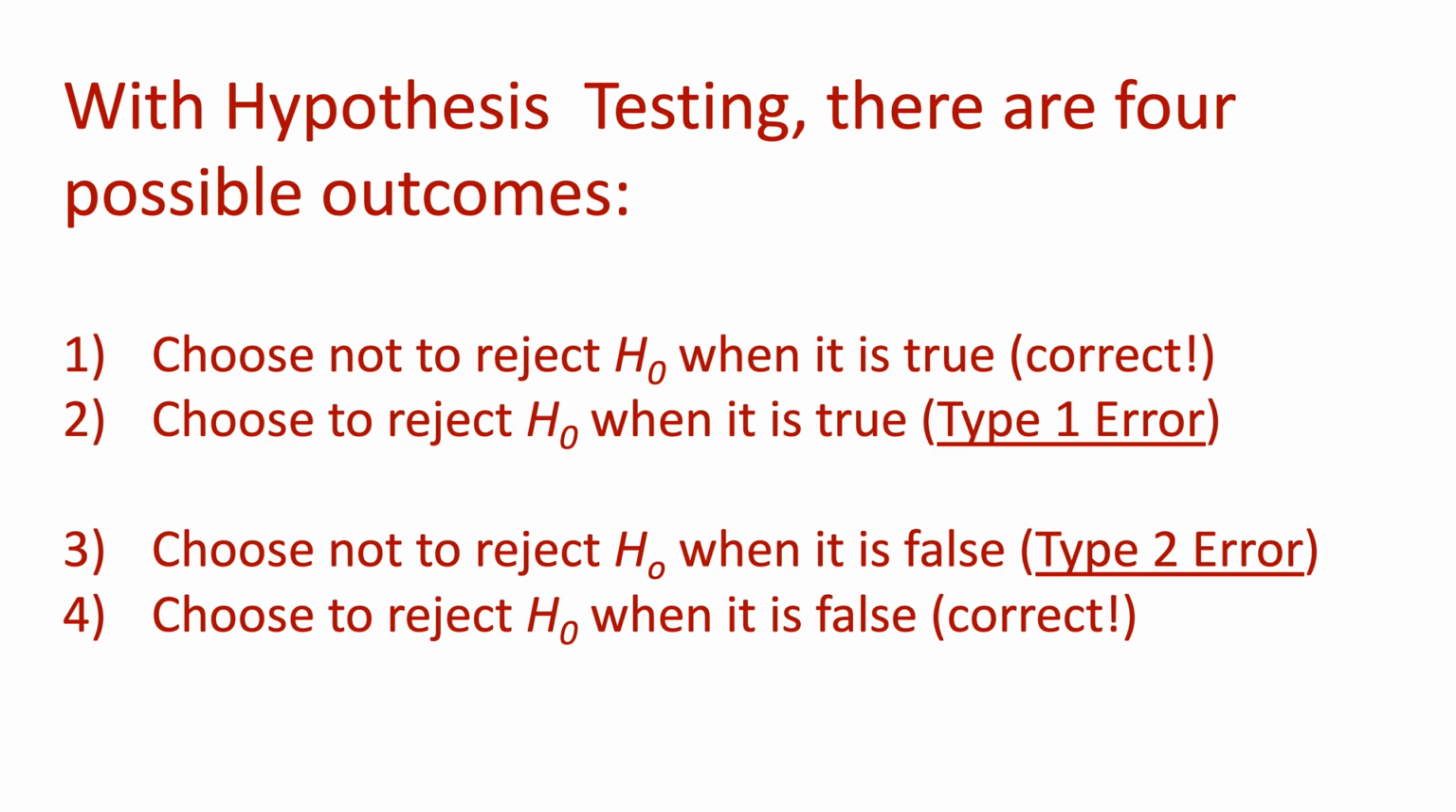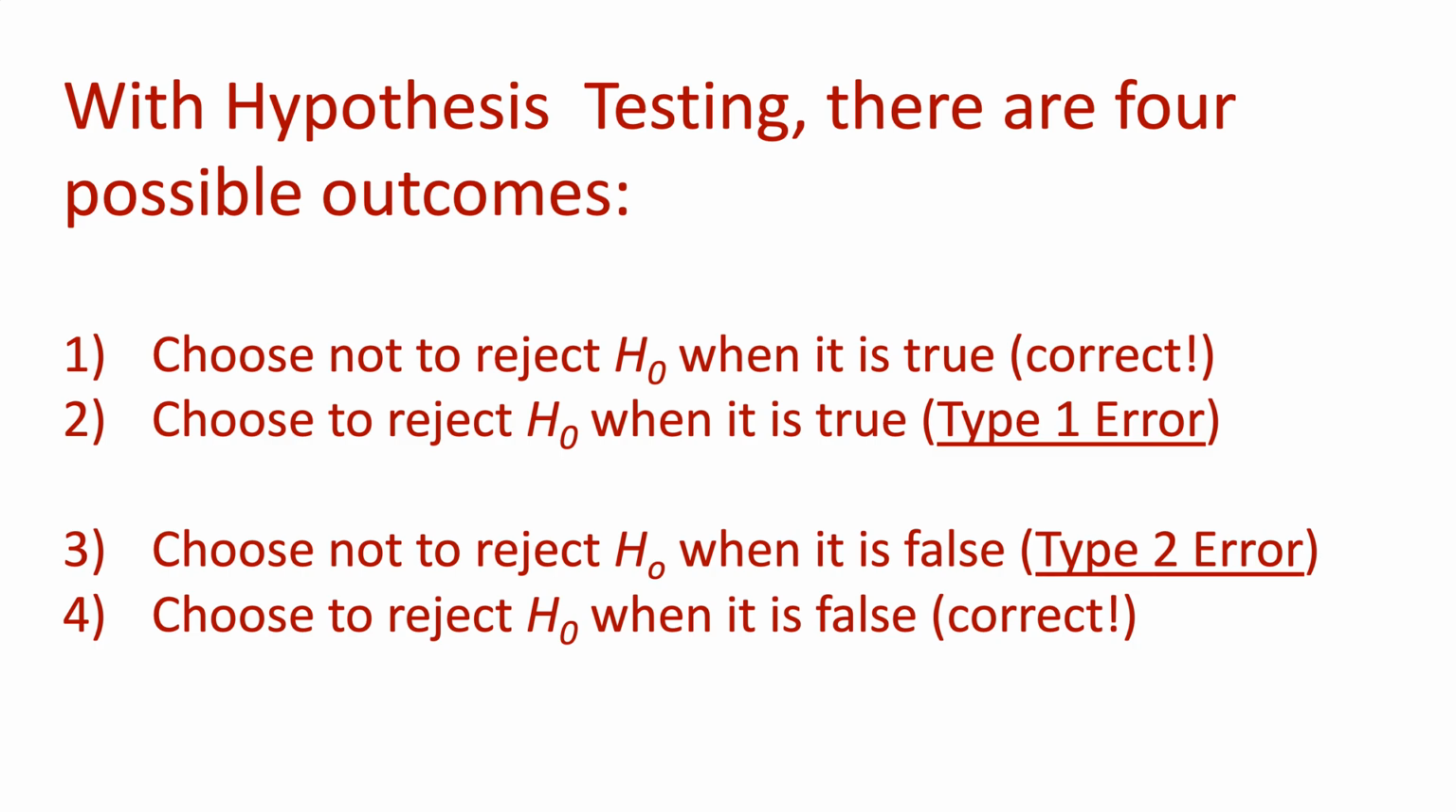The second possibility is that you reject it when it's true. That's a type 1 error because if it's true, you don't want to reject it, okay? So type 1 error is you reject it when it's true. If you will, let's just talk about number 3 and we'll come back to that. For number 3, and this is the second type of error, you choose not to reject it when it's false, okay? So if it's false, you should reject it. If you choose not to, you're making a mistake. So that's the second type of error. And then if you choose to reject it when it's false, well, that's a good thing to do. So that's not a problem.